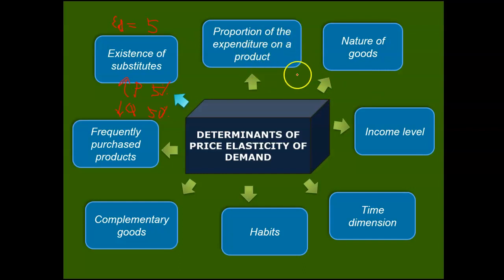And then proportion of the expenditure on a product. Okay, yang ni pula kalau contohnya kita nak beli kereta. So dia mengambil banyak proportion of our expenditure. So bila harga kereta tinggi, normally kita akan jadi lebih elastic toward the changes in price of car. Berbanding dengan kita nak beli eraser. Okay, eraser, proportion of expenditure adalah kecil.